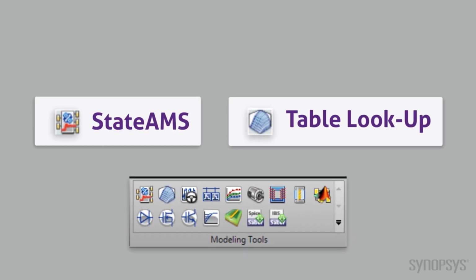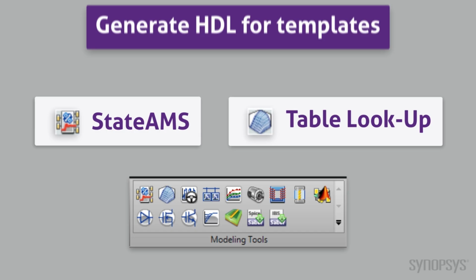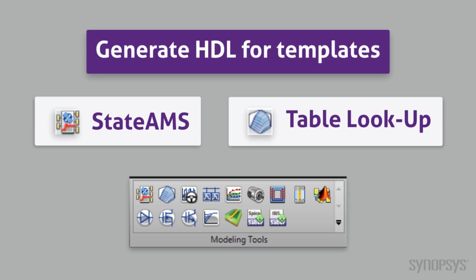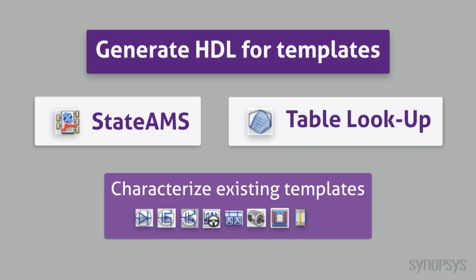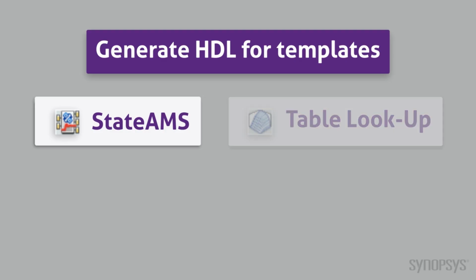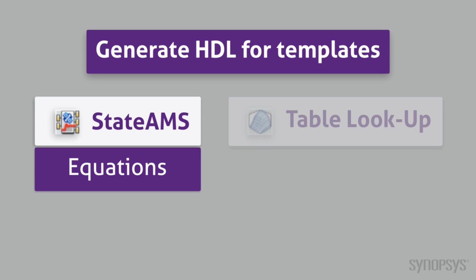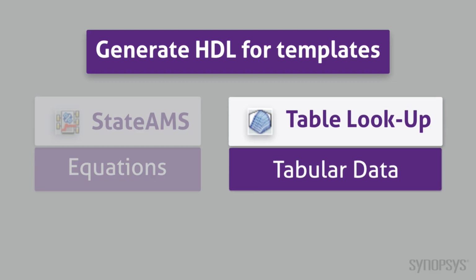The Table Lookup tool and State AMS tool both generate analog HDL, be it Saber's native masked modeling language or VHDL AMS. They can be contrasted to SaberRD modeling tools that characterize existing templates, such as semiconductor components. State AMS is a general-purpose tool ideal for theoretical models, which can be best described with equations. The Table Lookup tool, on the other hand, is good for modeling empirical information.